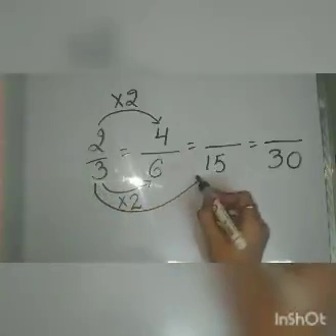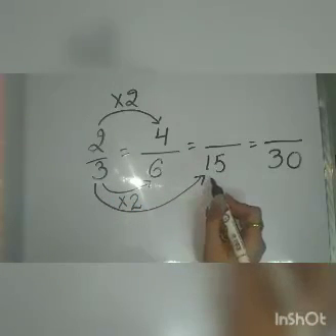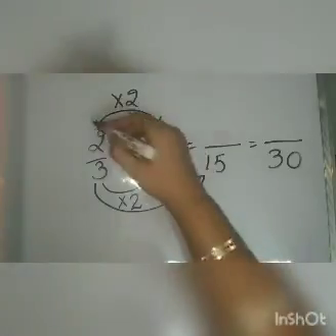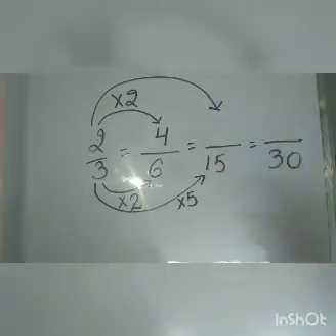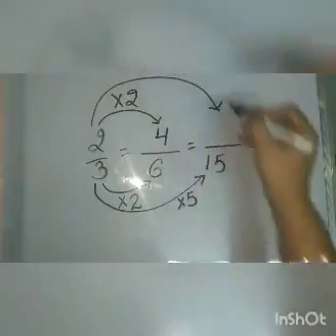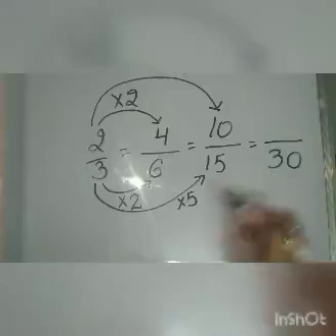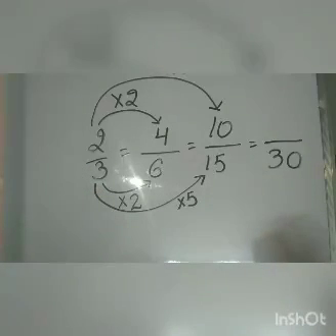Similarly, 3 is multiplied by which number to get 15? 3 is multiplied by 5 to get 15. So 2 is multiplied by 5, we will get 10. So 10 upon 15 is another equivalent fraction of 2 upon 3.